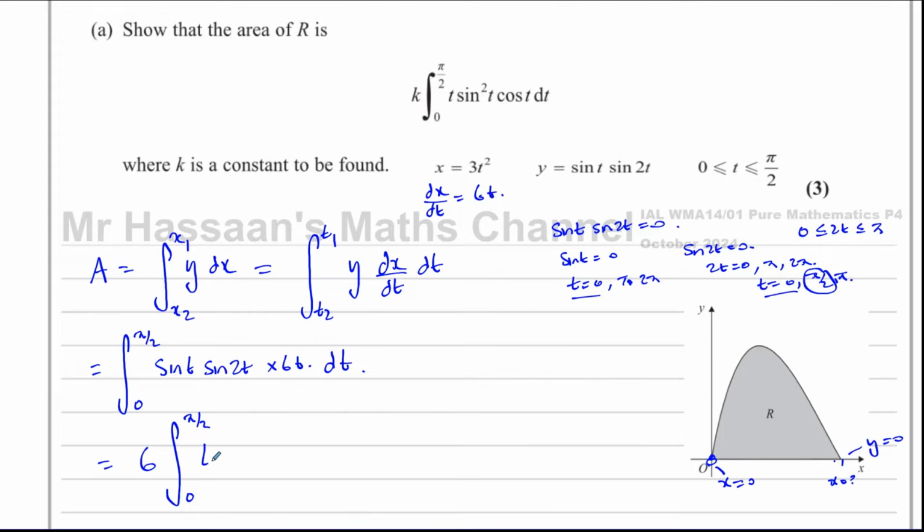So we have a t times. Now, how do we show it becomes this? Well, we have all single angles here, but here we have a double angle, sine 2t.